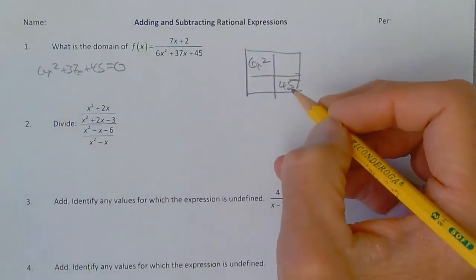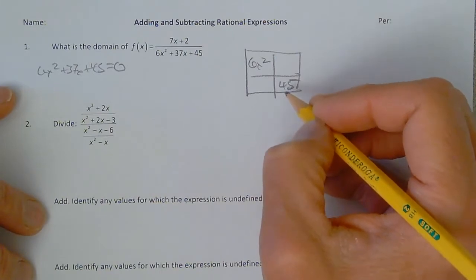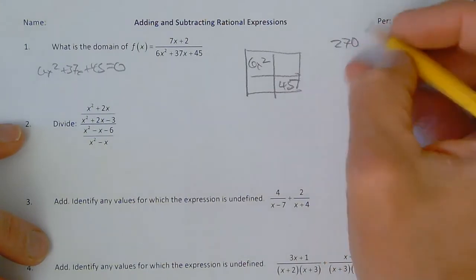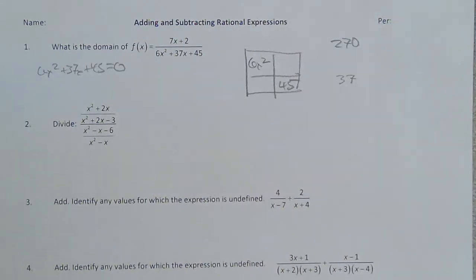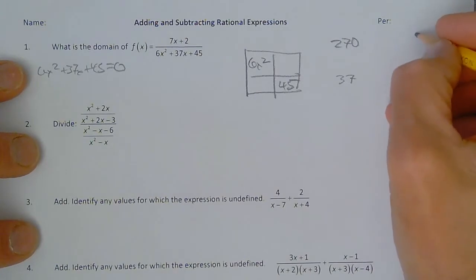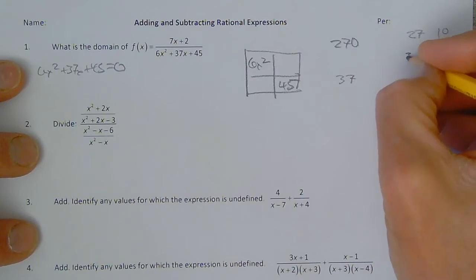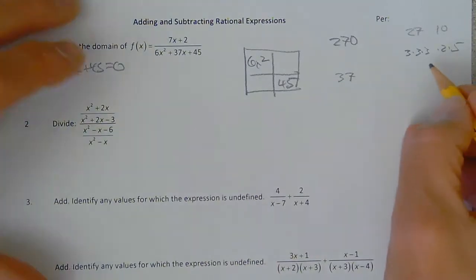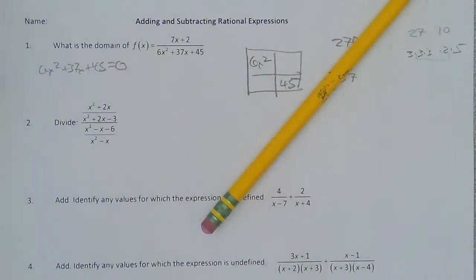6x squared here, 45 there. 6 times 45 is 240 plus 30, that's 270. So we need numbers that multiply together to give us 270, and when we add them, they give us 37. Okay, so let's see. The factors of this are 27 and 10. So I've got 3 times 3 times 3 times 2 times 5. If I start playing with ways of putting those together, if I had 2 3s and a 2.